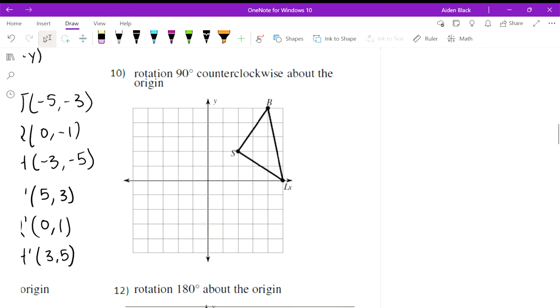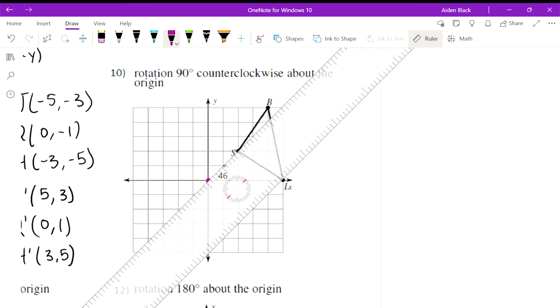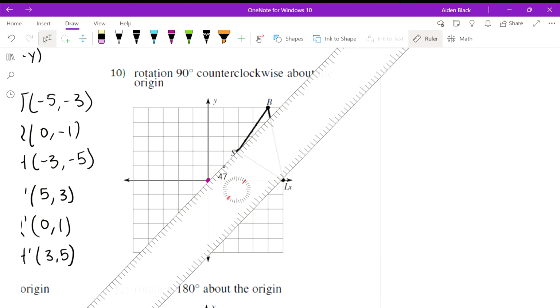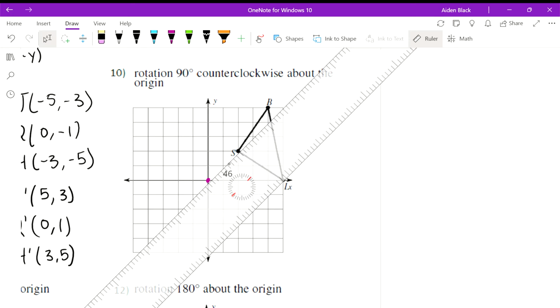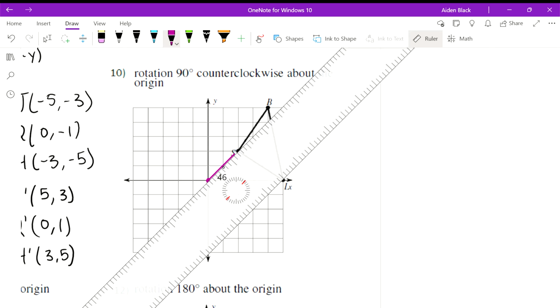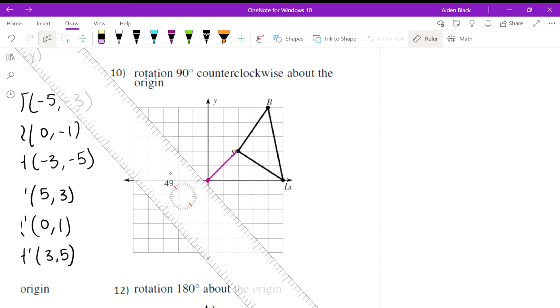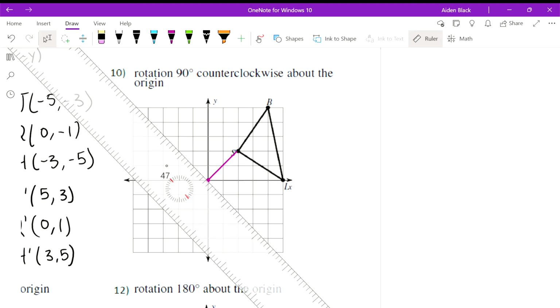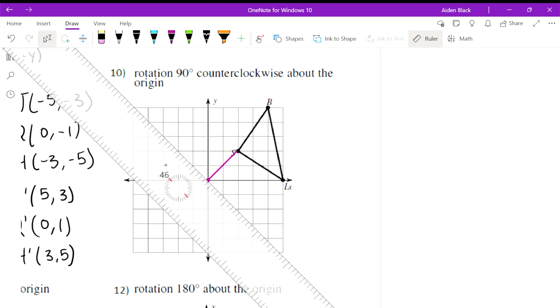For question 10, I want to show you again the geometric representation, what's going on here. So from the origin to S, and we have to have a 90 degree rotation. And if you don't remember, we know we can get a 90 degree angle if our slopes are opposite reciprocals of each other. So slope from the origin to S, and I'll write that like this.